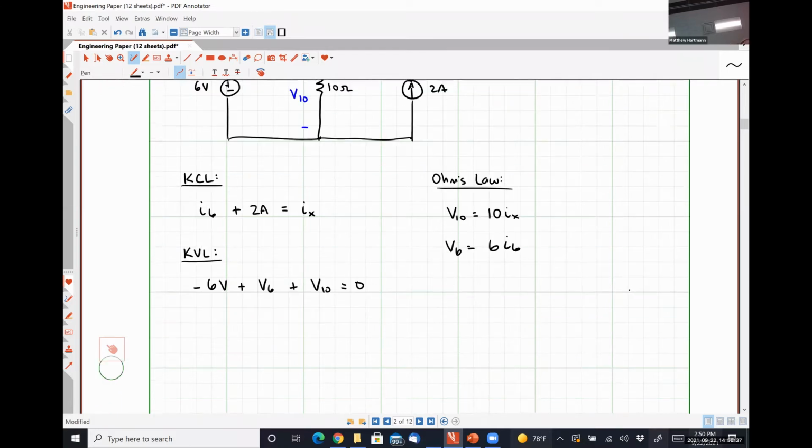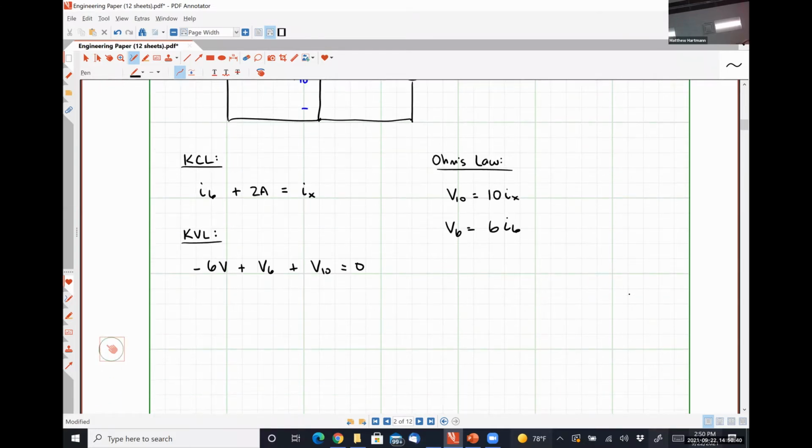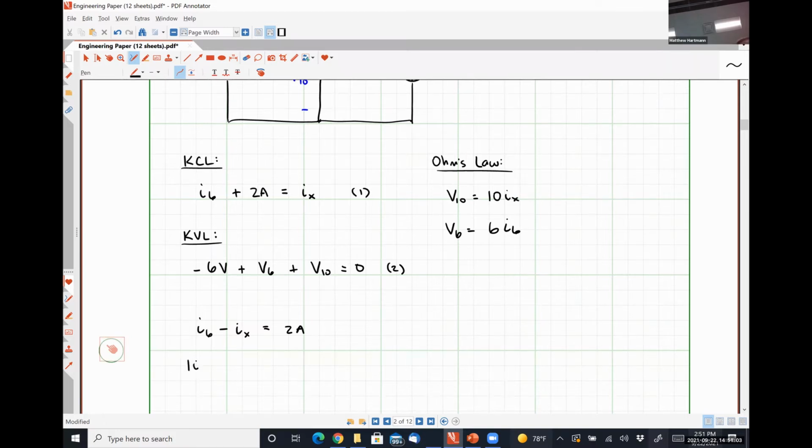So if we look at our first equation, I'm going to call this guy equation 1 and this guy down here equation 2. We could rearrange equation 1 slightly and say that I6 minus Ix is equal to 2 amps. And I could say that, excuse me, let me say 6 I6 plus 10 Ix is equal to 6 volts.